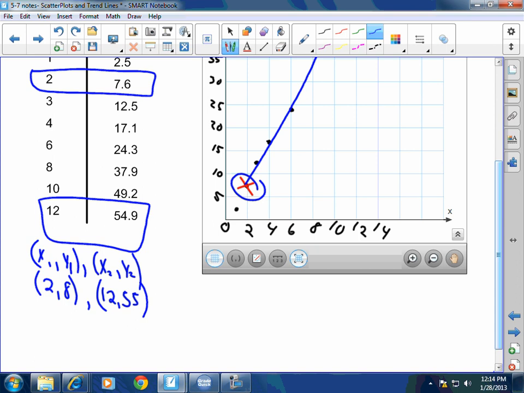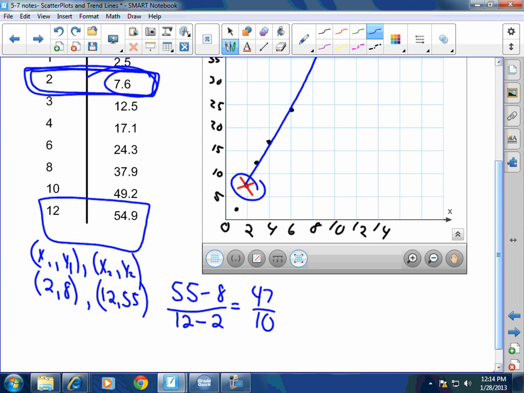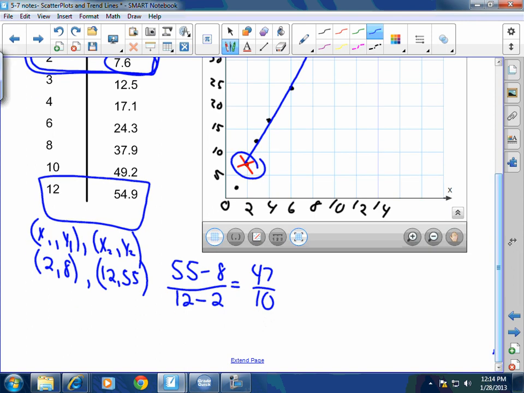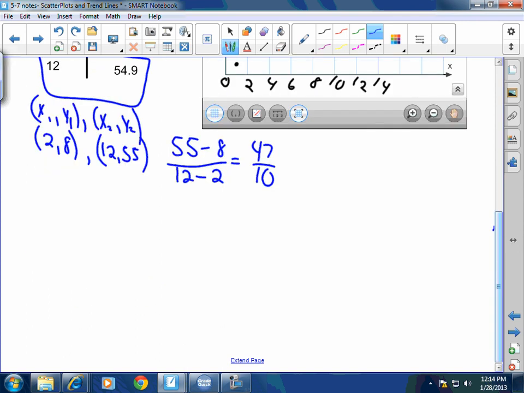Yes, sir. 2, 8, because 7.6, buddy. And then x2, y2. Okay, so now it's like regular. Now make a line. So find your slope. y2 minus y1 over x2 minus x1. So that's going to be 47 tenths. You guys with me so far? Yes. Okay. 47 tenths.